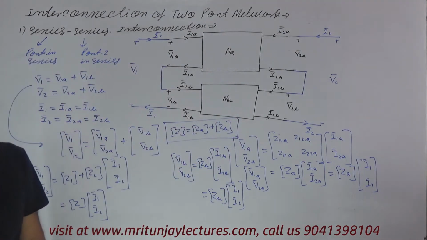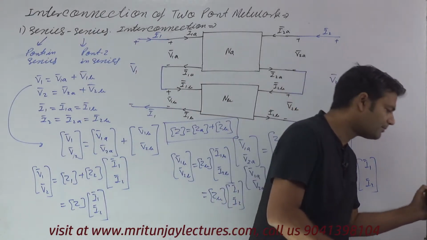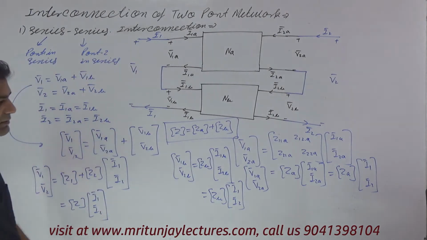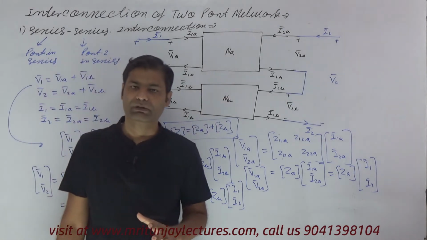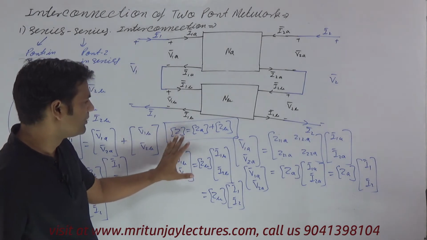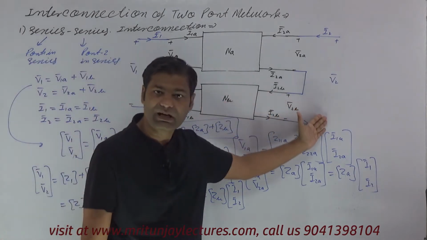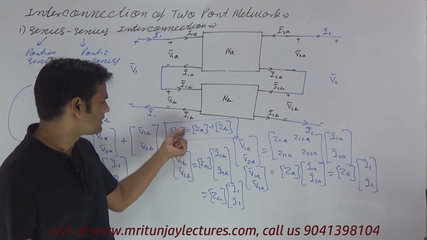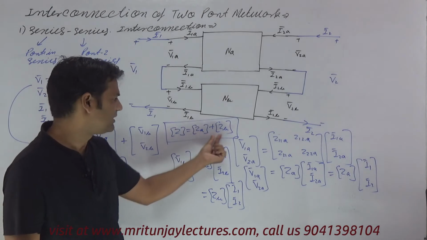Clear or not? Very simple. First of all, how can we determine? If this circuit corresponding to given networks NA and NB, what about equivalent overall Z? If port 1 is series and port 2 is also series, then the overall Z parameter corresponding to equivalent, we get Z, that is ZA plus ZB.